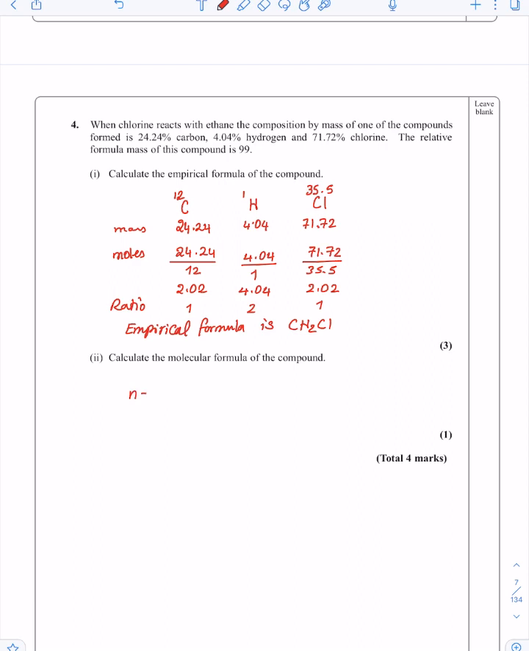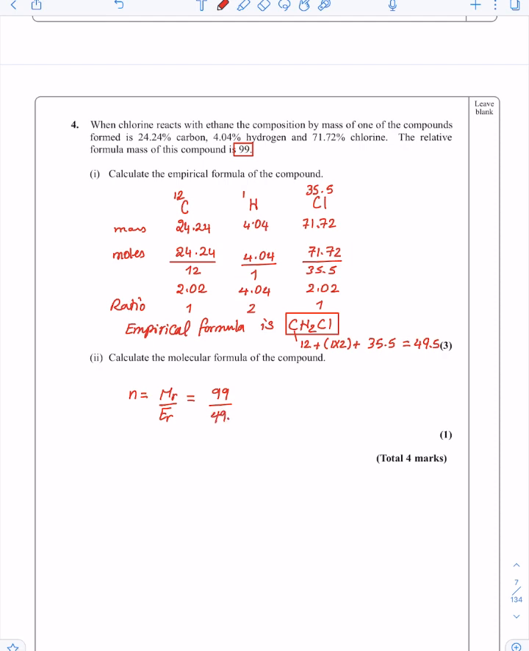To get the molecular formula, we need the number of repeating formula units, which is N, and it is equal to MR over ER. The MR is given, 99, in the problem, and we calculate the ER from the empirical formula. So carbon is 12, hydrogen is 1 by 2, and chlorine is 35.5, which all together comes to 49.5.